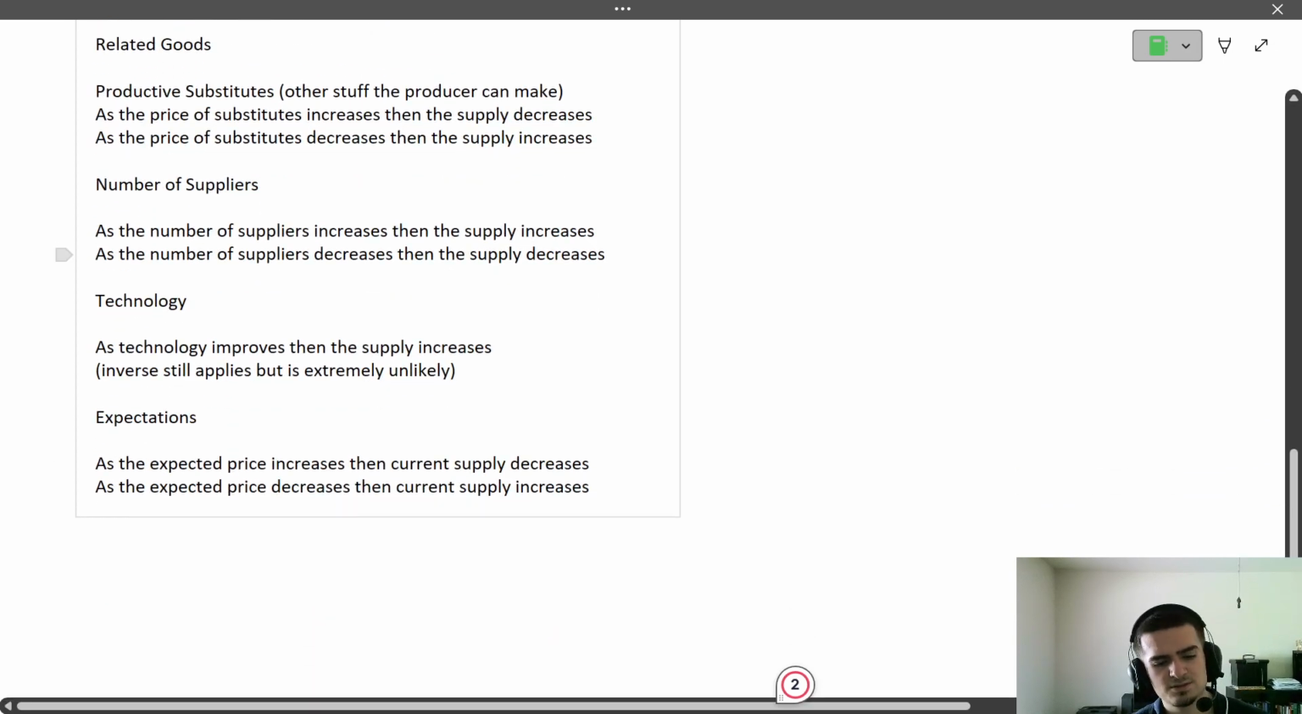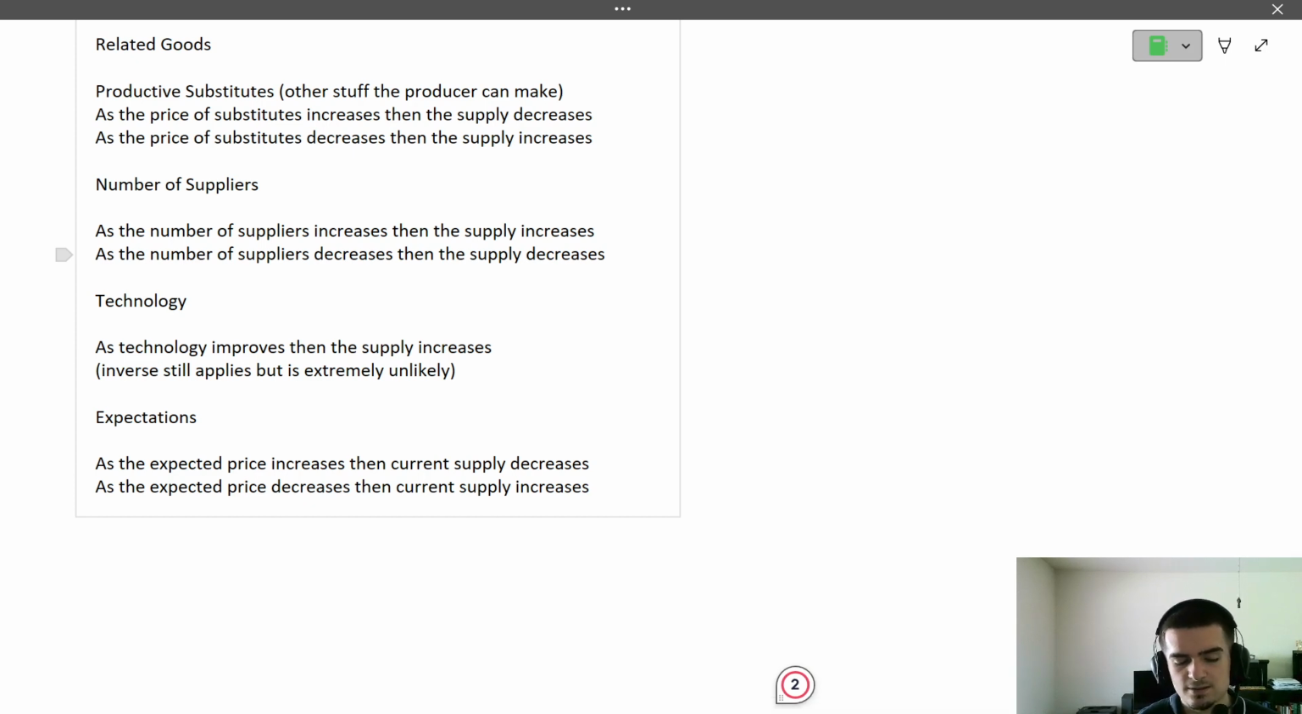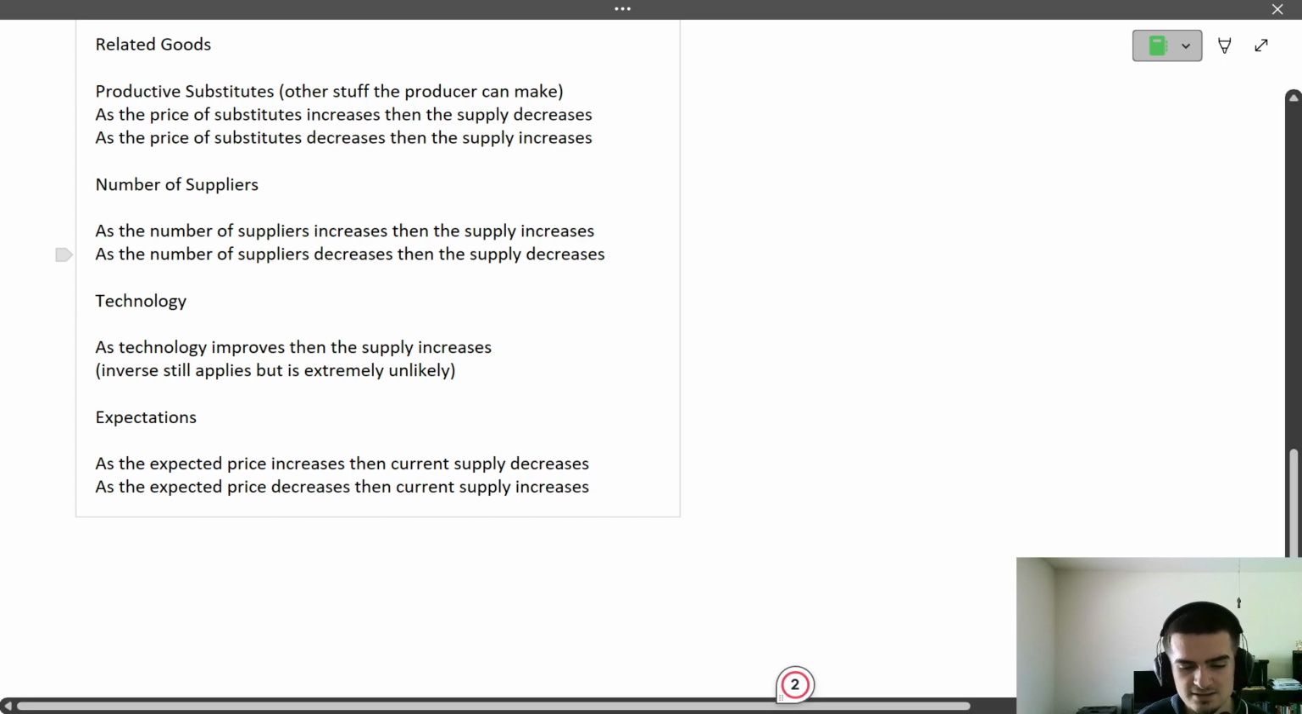Our next is numbers of suppliers. So as the number of suppliers increases, then supply increases because there's now more people to make stuff. So the more people making stuff, the more stuff there is. As the number of suppliers decreases, then the supply decreases. The fewer people there are to make stuff, the less stuff there is.